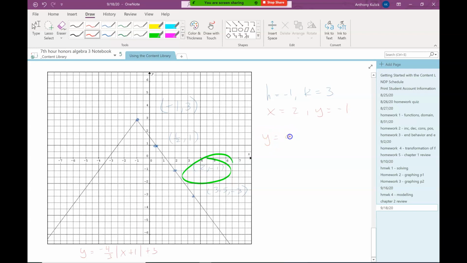So now I can go back to my original equation and plug everything in to solve for a. So -1 is equal to a times the absolute value of 2 minus negative 1, plus 3. So when I subtract the 3 over, I get -4. 2 minus -1 is 3, and the absolute value of 3 is just 3. And when I divide both sides by 3, I get a is equal to -4/3. So that gives me everything I need. When I plug it all back in, I get -4/3 times the absolute value of x plus 1, plus 3.